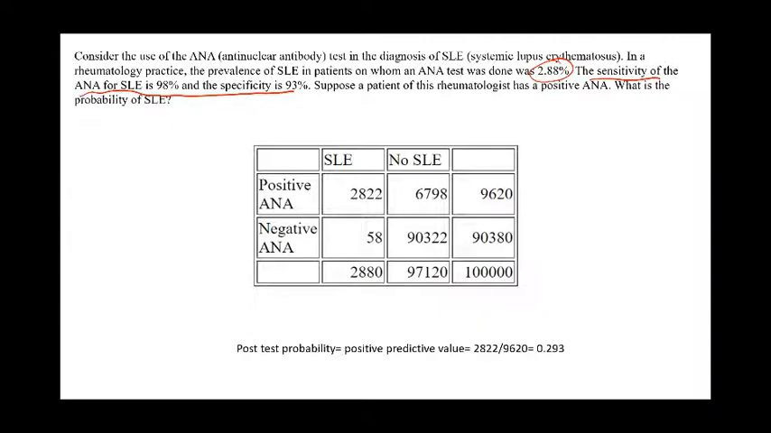Suppose a patient has a positive ANA, what is the probability of SLE? So basically they are asking what the post-test probability is if the test comes positive. So we draw a 2x2 table, imagining there is 1 lakh population, because they haven't given us any population number. So 2822, because the prevalence is 2.88%. So we calculate this 2822, and then we fill up the entire table based on this.